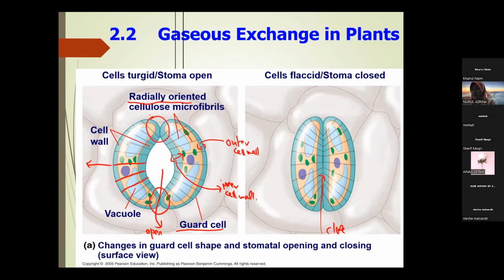And number 3 is, look at the structure of the guard cell. They are fused at the end, fused on both ends. Kenapa dia fuse dekat hujung sini dengan hujung sini? Kenapa dia tak duduk sebelah-sebelah macam gini aja? Ada sebab. So these are the 3 features or structure of the guard cell.